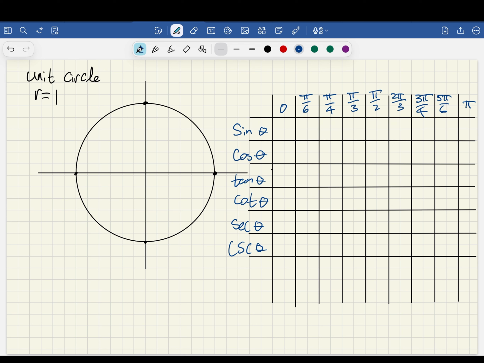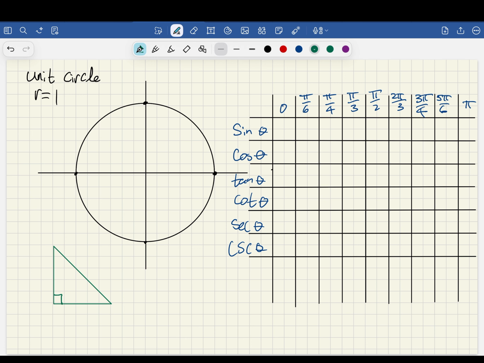In the study of trigonometry, it is very convenient to be able to recall quickly what the 6 trigonometric function values are for our special angles related to our special triangles. So in other words, angles that are multiples of pi over 6, pi over 4, and pi over 3.